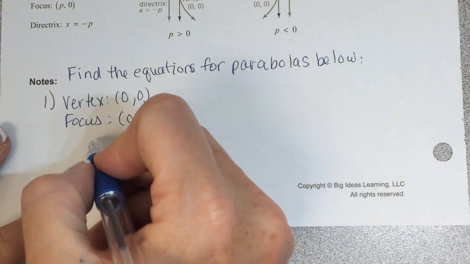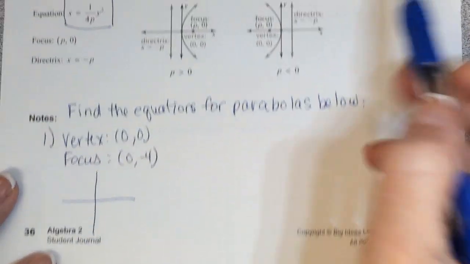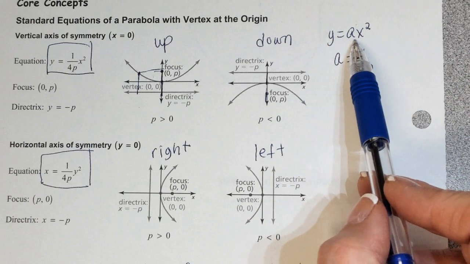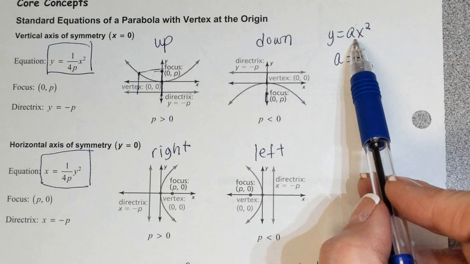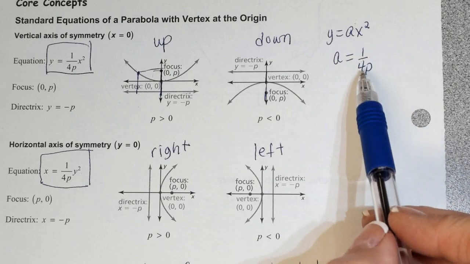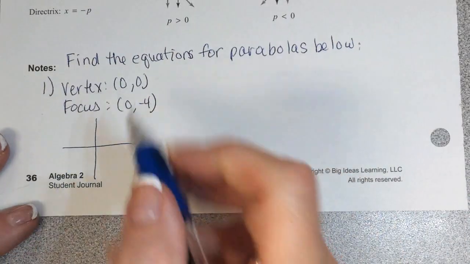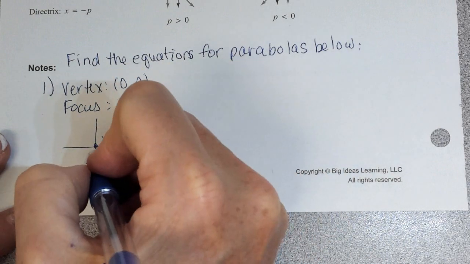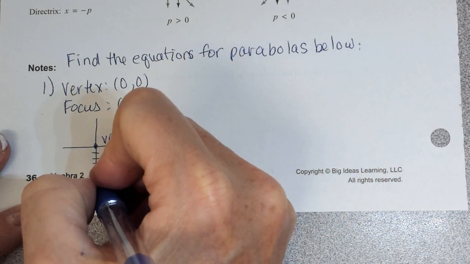Now, it used to be that I would have to use this y equals ax squared, and I would have to plug in for x and y and find a. I could still do it that way, but we're going to try using this form now. Okay, so here's my vertex of 0, 0. Here's my focus right here.